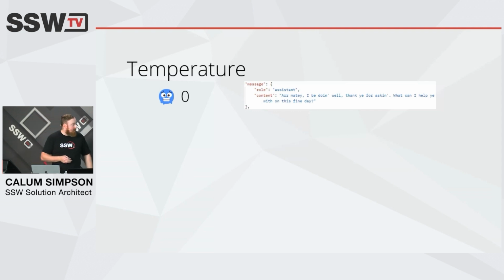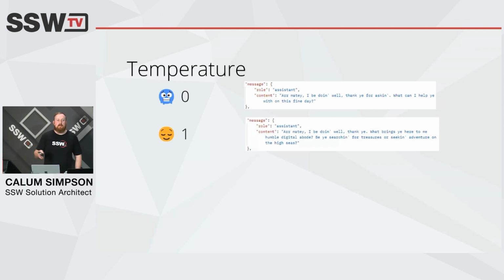You can see there, I've got a message with the temperature of 0. He just replies like a normal pirate. If I set it on 1, which by the way is the default if you don't specify the temperature, you just get a regular old response as well. There's probably not a huge difference between 0 and 1, at least in this case, but if you're asking it to generate something with a more complicated prompt, the 1 would potentially be more creative.